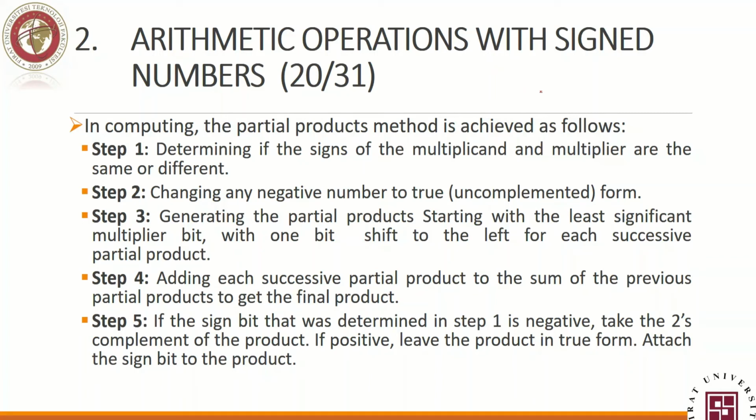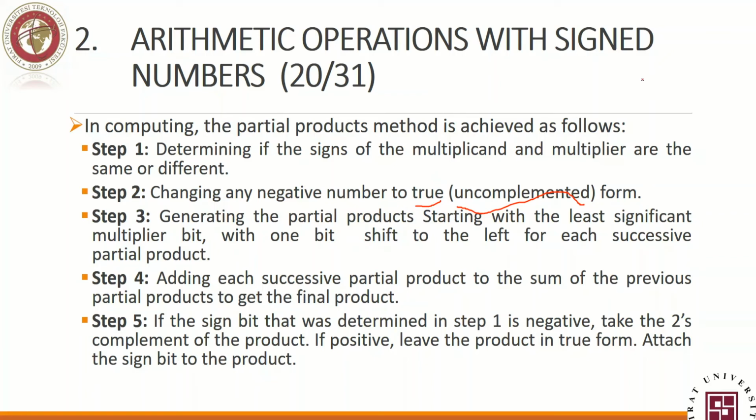If both numbers have the same sign, then simply the result will have a positive value. Okay? Now, look at this. If any of the numbers is negative, these are the steps actually. If any of the numbers is negative, then we need to have its true uncomplemented form. Why? We represent negatives by 2's complement in computer, most of the case. So in this case, we need to get it back to its true form.